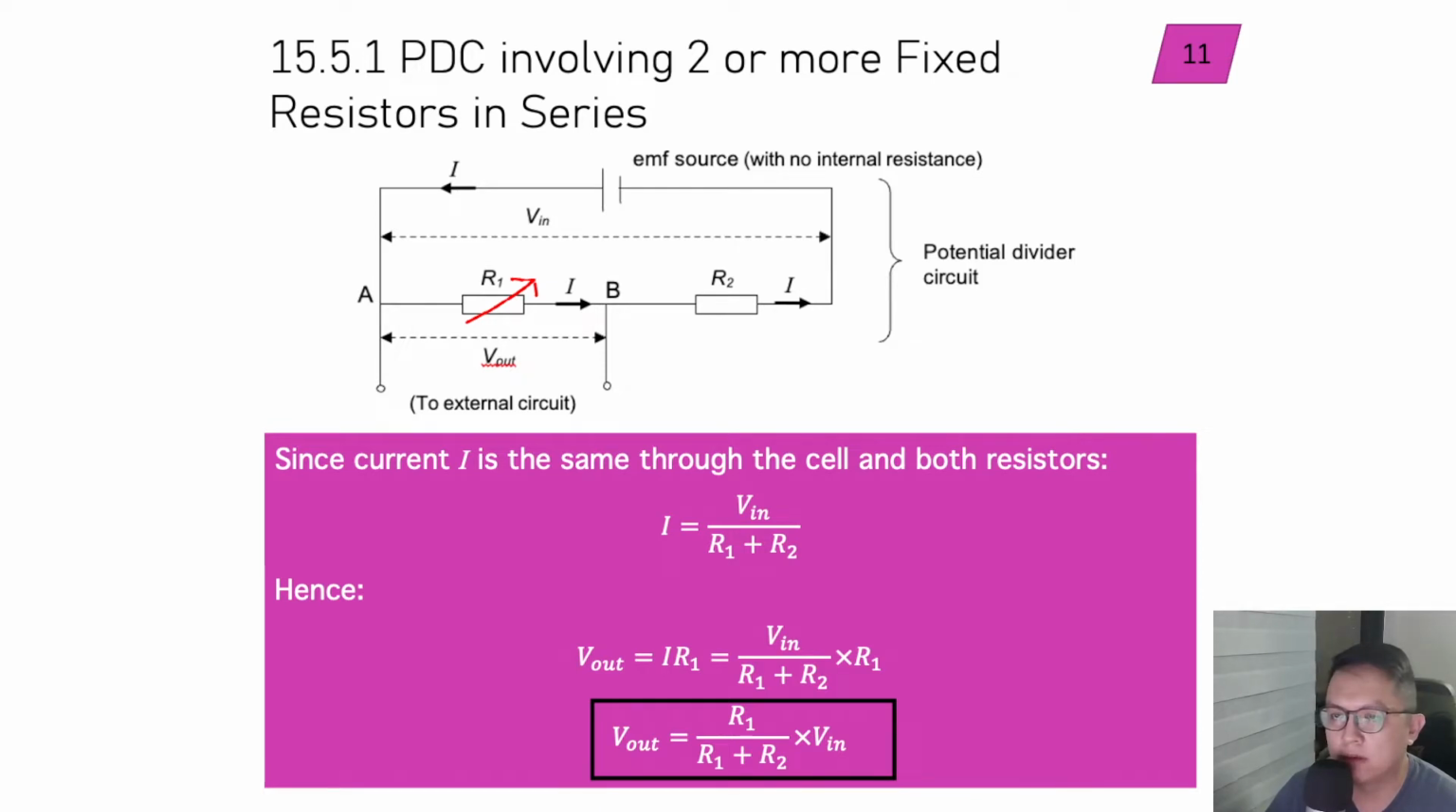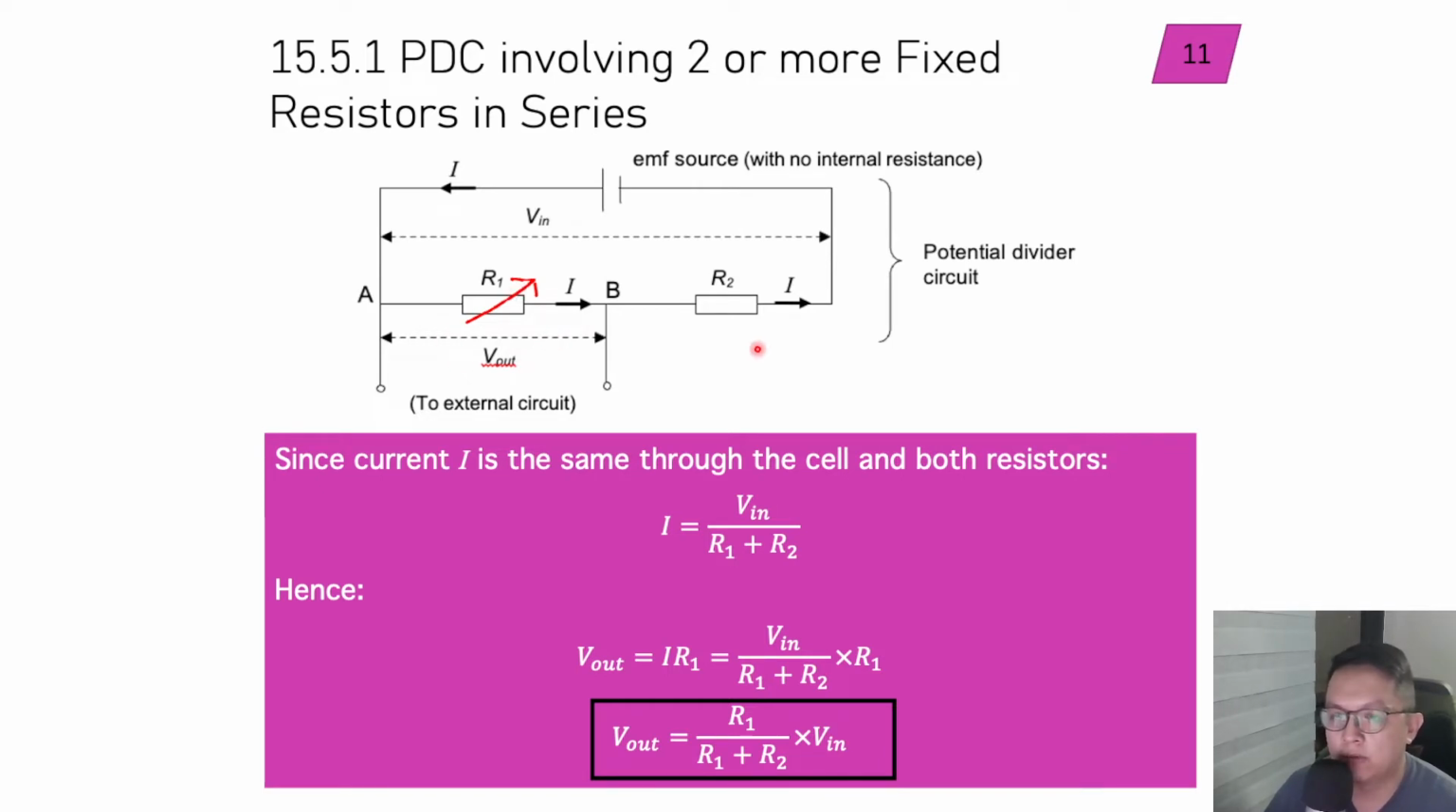We talked about the potential divider circuit involving two or more fixed resistors in series. And then we say that basically to get this V out, we just need to control the ratio of R1 to R1 plus R2, R1 over the sum of the total resistance. Of course, if we have a variable resistor here, we are able to make use of this to adjust the proportion of the resistance here, and therefore adjust V out as well. So that was where we stopped.